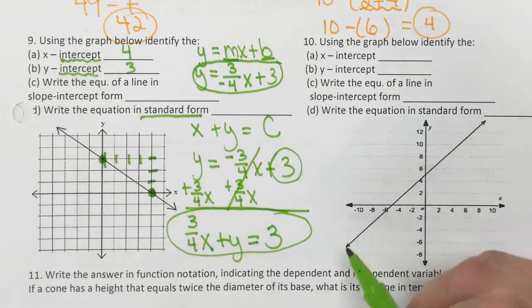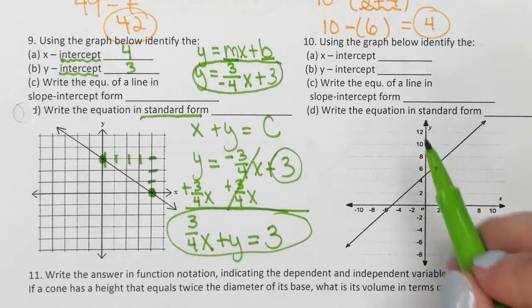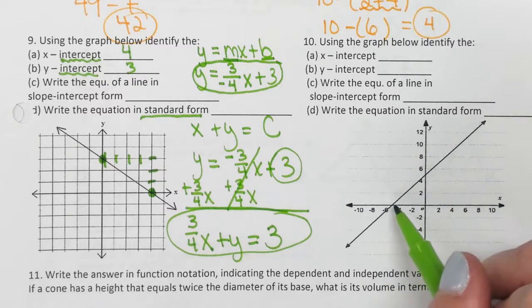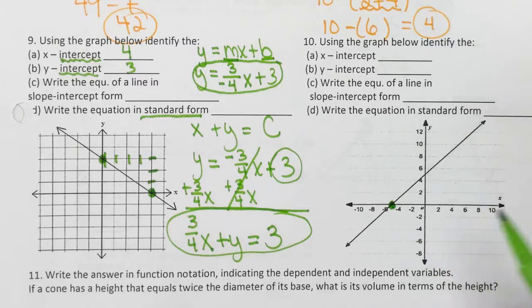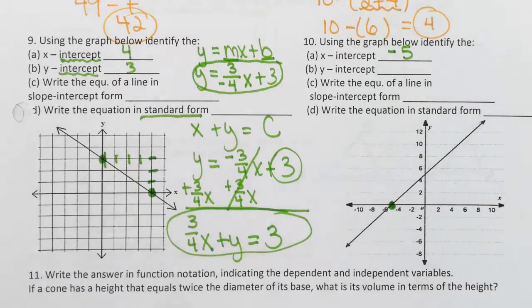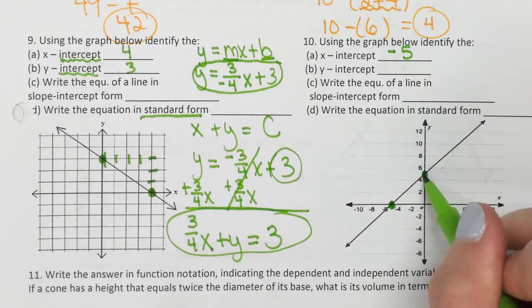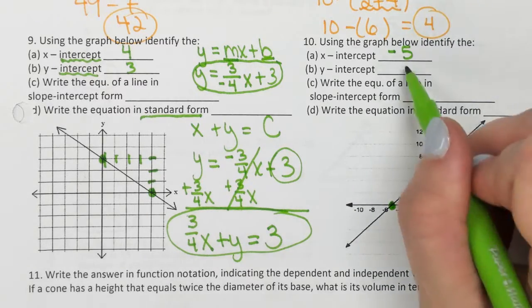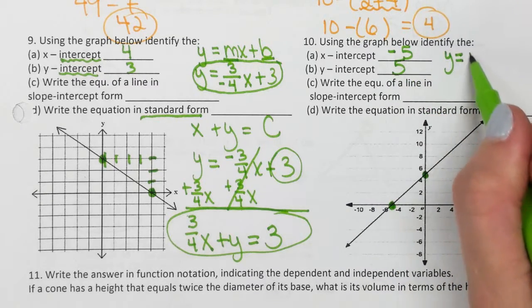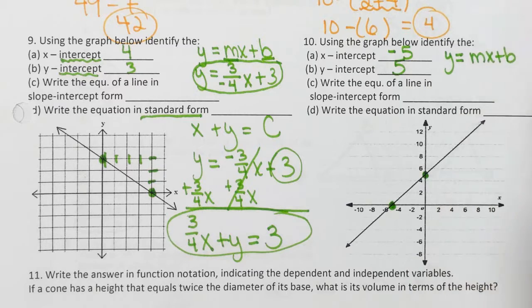All right, what about number 10? Look at this graph. Now you've got to be careful, because what is this graph counting by? 2's. All right, so what's the x-intercept? -5. It's between -6 and -4. Perfect. Look at you go. All right, what about the y-intercept? +5. There you go. All right, slope-intercept form was y equals mx plus b.